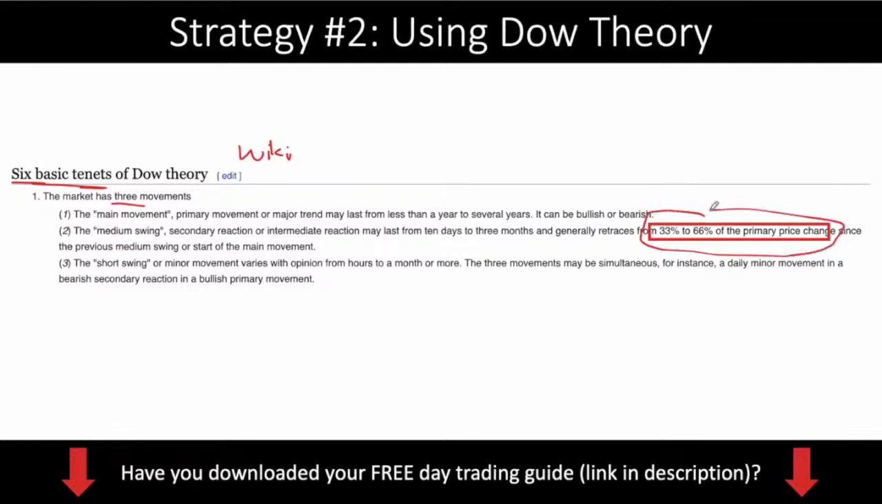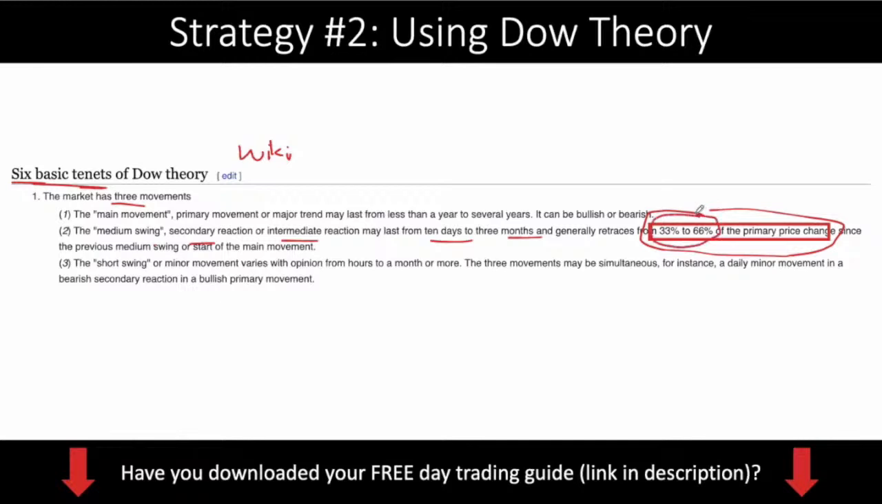Okay, I'll just read it to you. It says over here that the medium swing or secondary reaction or intermediate reaction may last from 10 days to 3 months and generally retraces from 33 to 66% of the primary price change since the previous medium swing or start of the main movement. Okay, so the key is 33% to 66%.